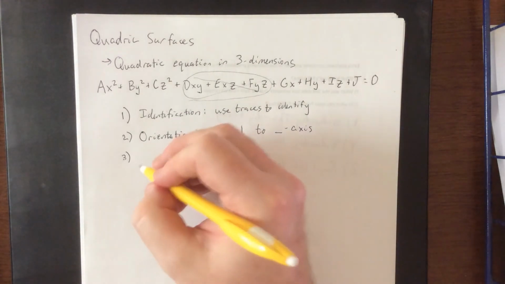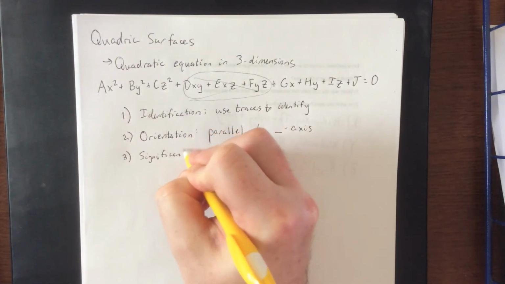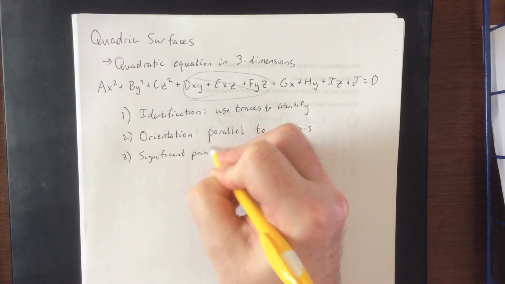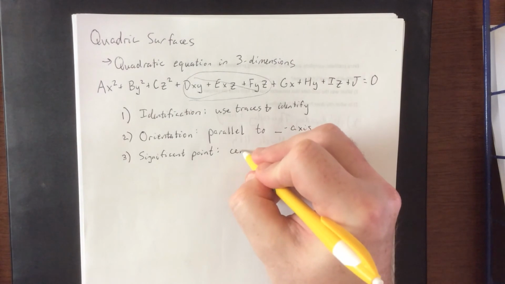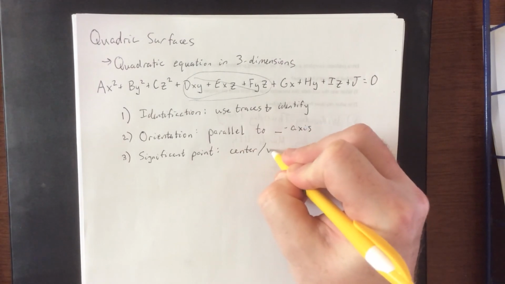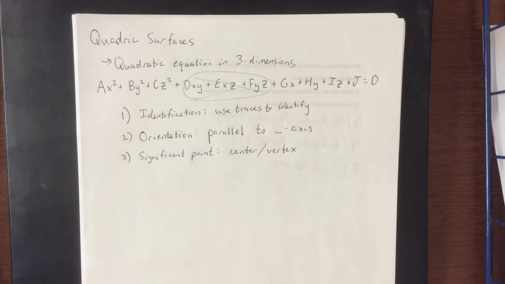And finally, we'll talk about a significant point. When it came to our conic sections, an ellipse and a hyperbola both have a center, and a parabola has a vertex. And that was sort of your baseline point where you base the entire conic section off of. So this could potentially be a center, or it could be a vertex, depending on the situation.